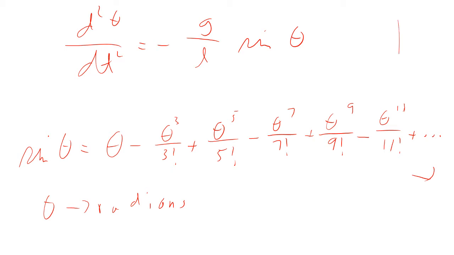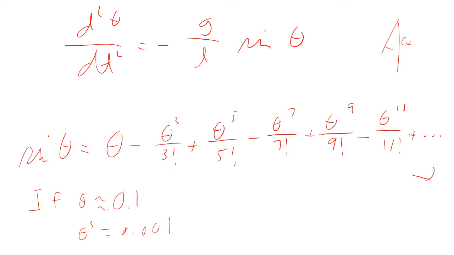Suppose we don't have a very big angle. So suppose we keep the angle fairly small. So if theta is about 0.1 radians, theta cubed would be 0.001. And then we divide by 3 factorial, that's 6. So that means this is less than 0.0002. Fourth decimal spot. We rarely go out to the 4th decimal spot.